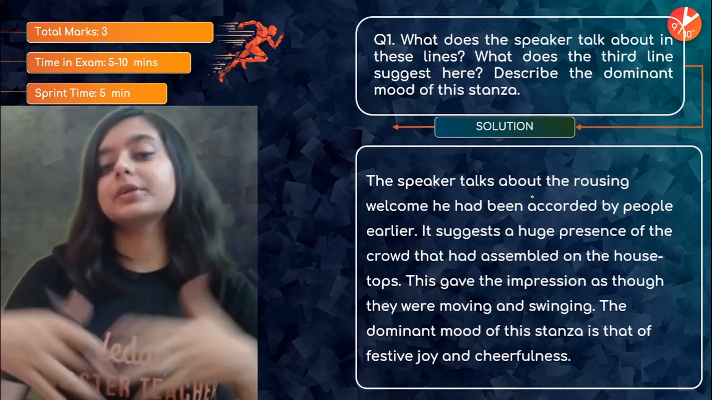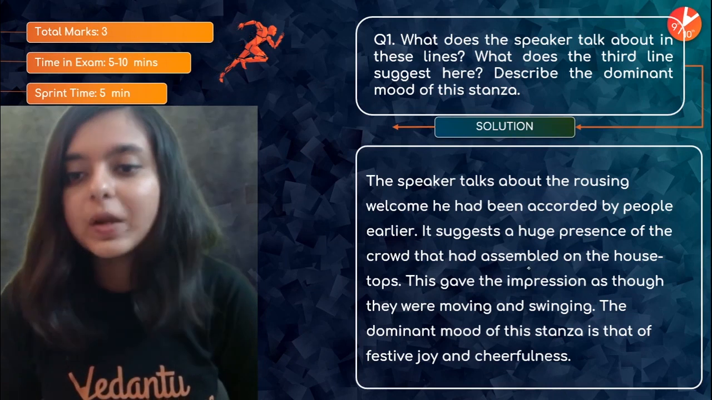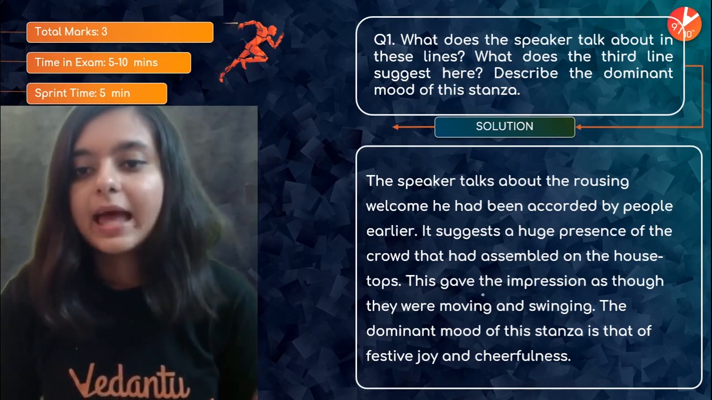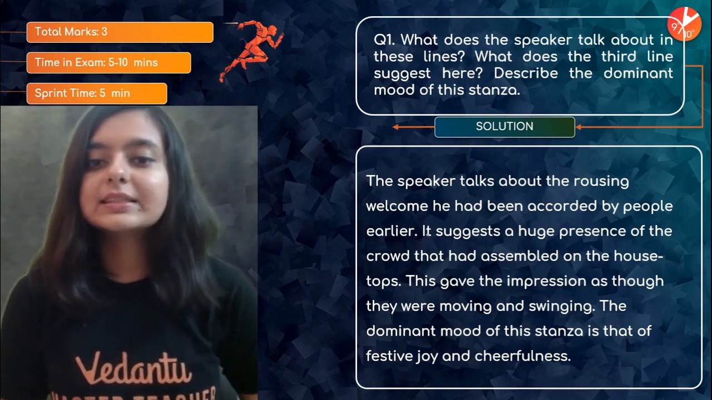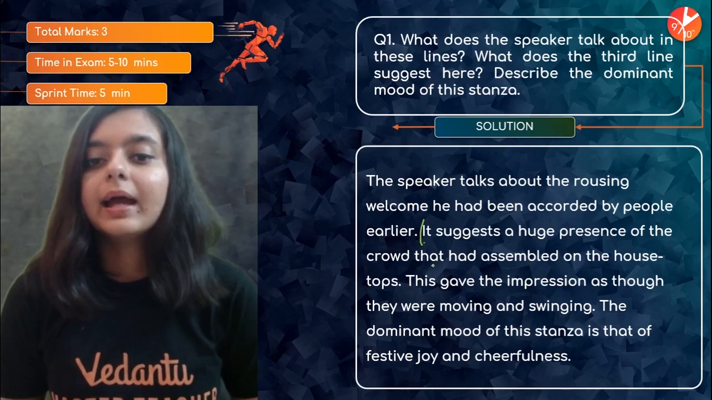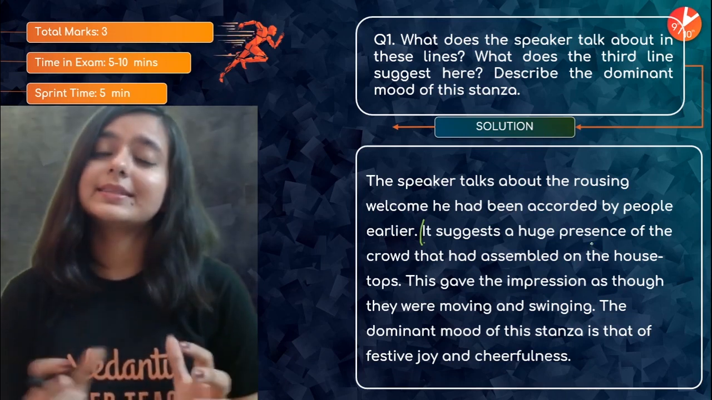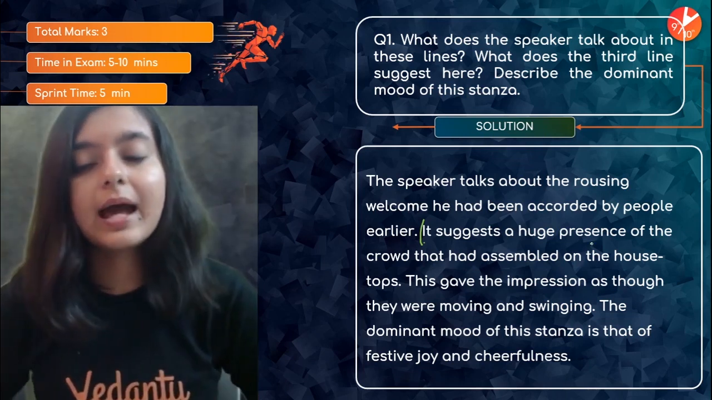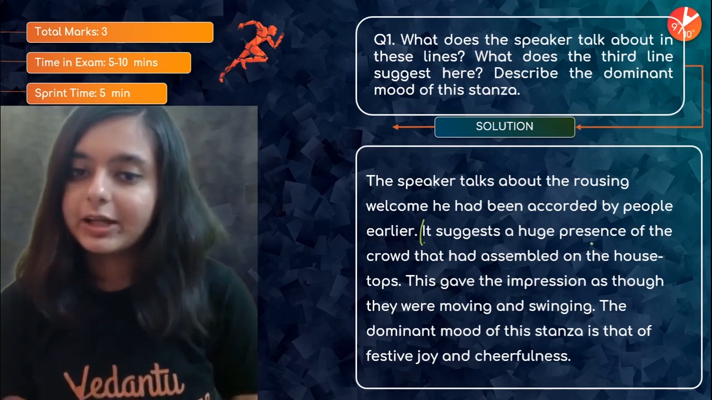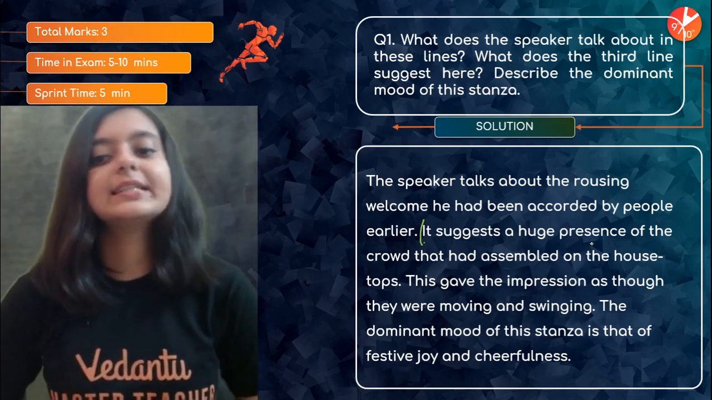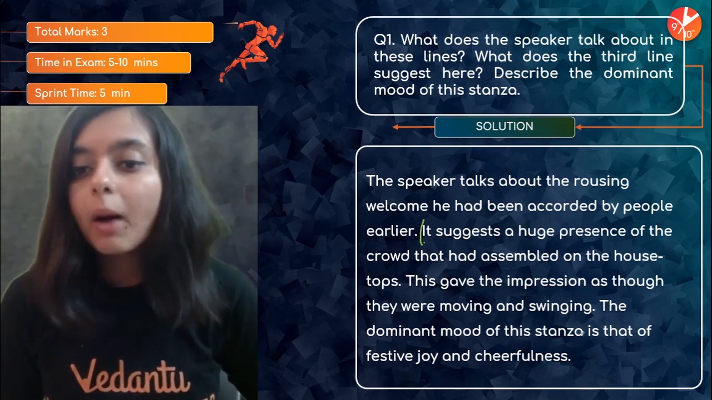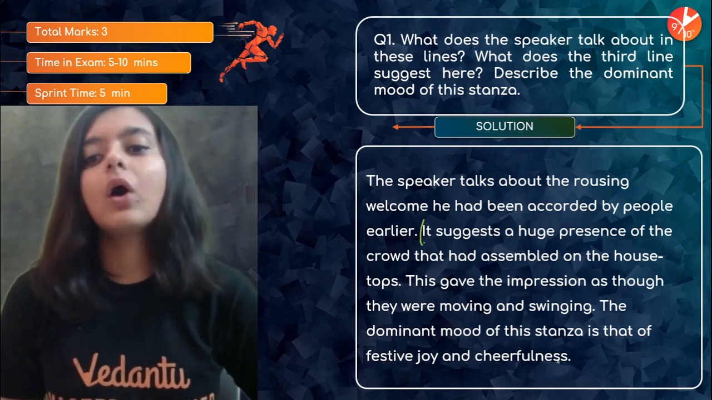He was hailed as a hero there, right? Huge presence of crowd that had assembled on the housetops. This gave the impression as though, so this is the second one. Okay, the third line, it's suggesting that the huge crowd that had been assembled on the housetops is giving the impression as though they were moving and swinging. So the dominant mood is that of festive joy and cheerfulness.